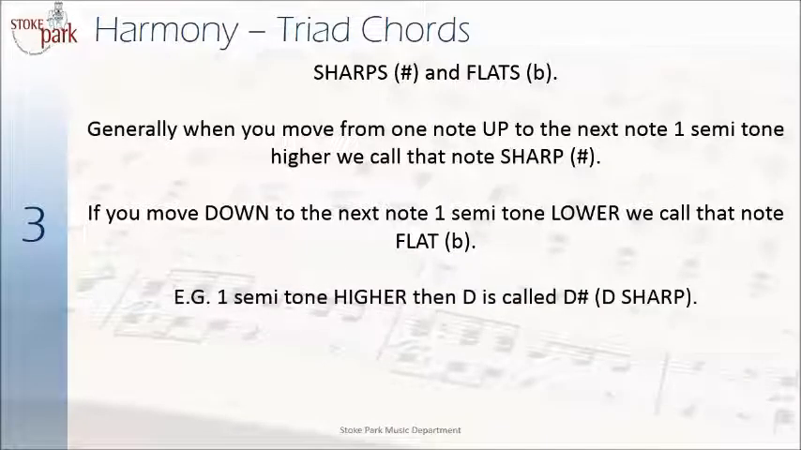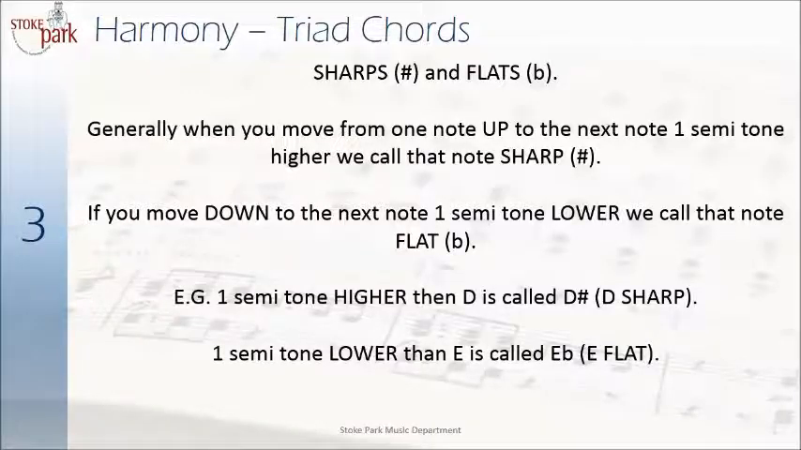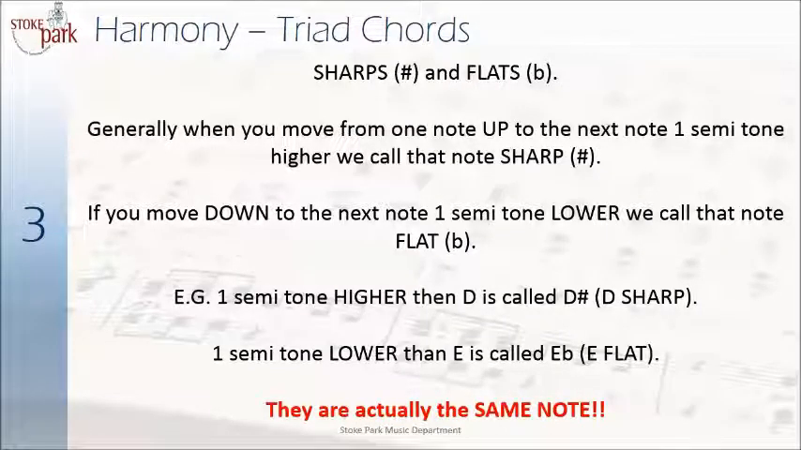So 1 semitone higher than D, we call that D sharp. And 1 semitone lower than E, we call that note E flat. But they're actually the same note, okay? So D sharp and E flat are the same note. You just call them a different thing depending on whether you're moving up from D, so up from D, 1 semitone is D sharp, down from E, 1 semitone is E flat.